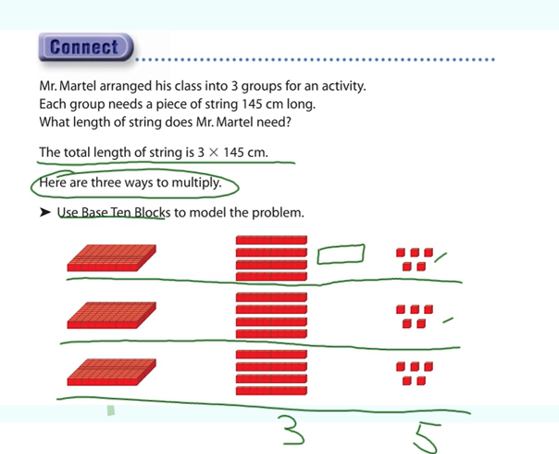There's 13 10s. So we need to add another 100 here. So how many hundreds do we have? 435. So Mr. Martell would need 435 centimeters of string. So that's one way, using base 10. Let's look at another way.